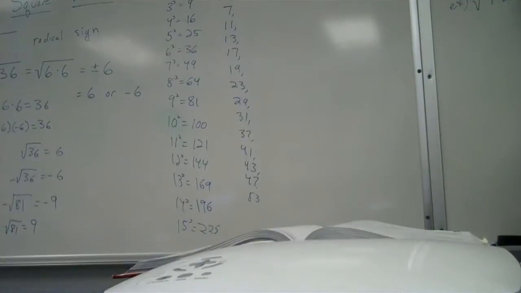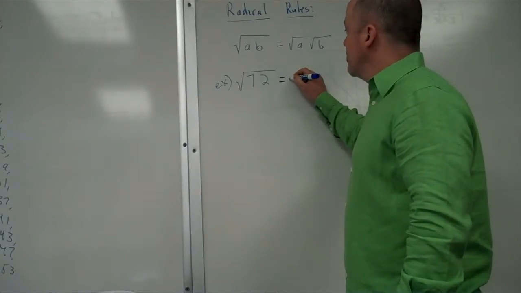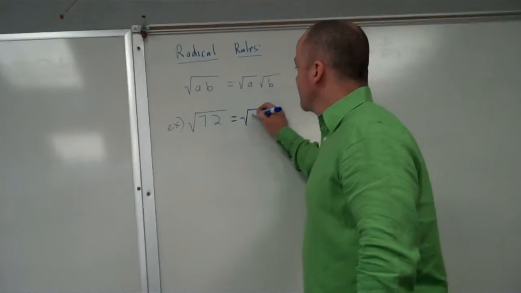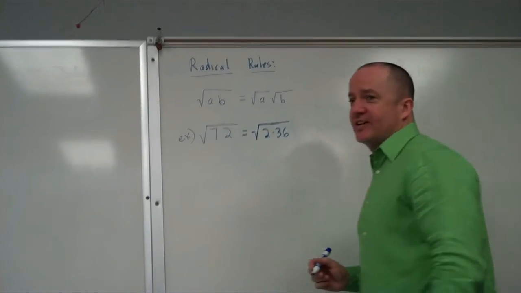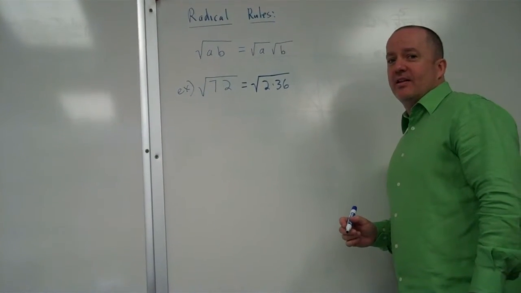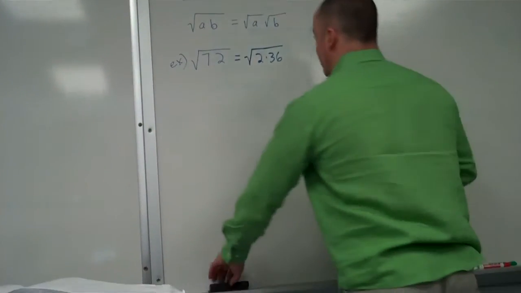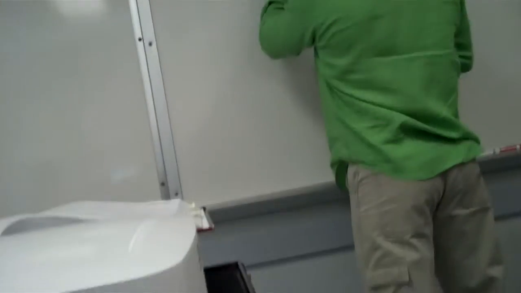But here's what you're going to be doing. I'm going to skip ahead a little bit. I can choose to rewrite that as the square root of 2 times 36, correct? So will we just divide by 2? Yeah, and actually, I'm sorry, I'm going to write it differently. I'm going to write that as the square root of 36 times 2.